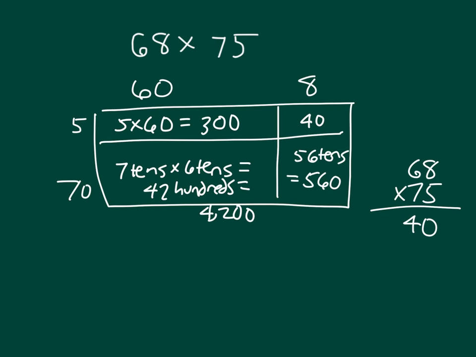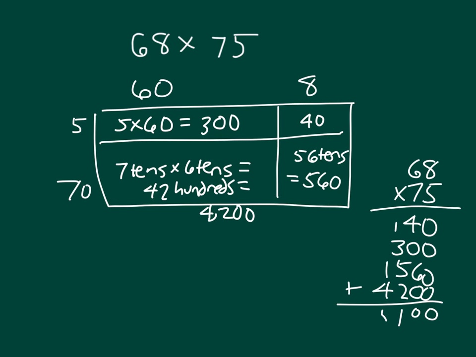of 40, of 300, where we're going from right to left and top to bottom, of 560 and 4,200, and adding them together, I get the answer of 5,100. Read that all with me. It's 68 times 75 equals 5,100. As you see here, we broke apart the number 68 into 60 and 8, broke apart 75 into 5 and 70, and we have 4 partial products that we end up adding together.